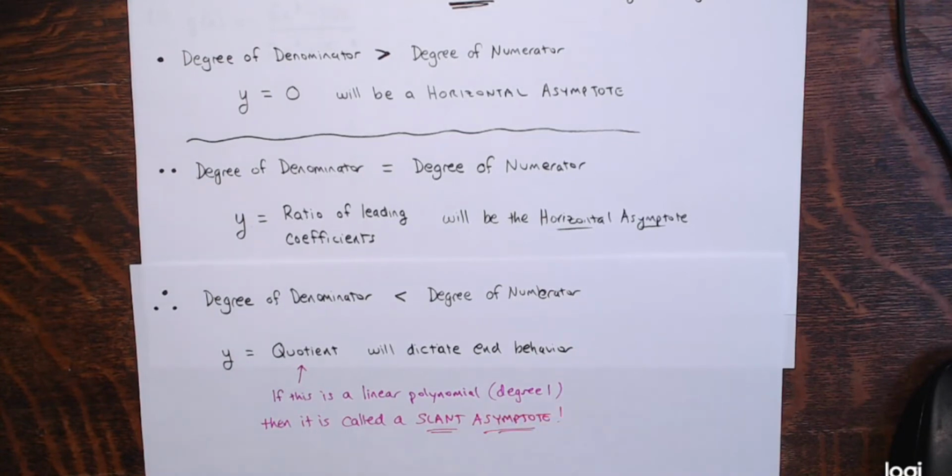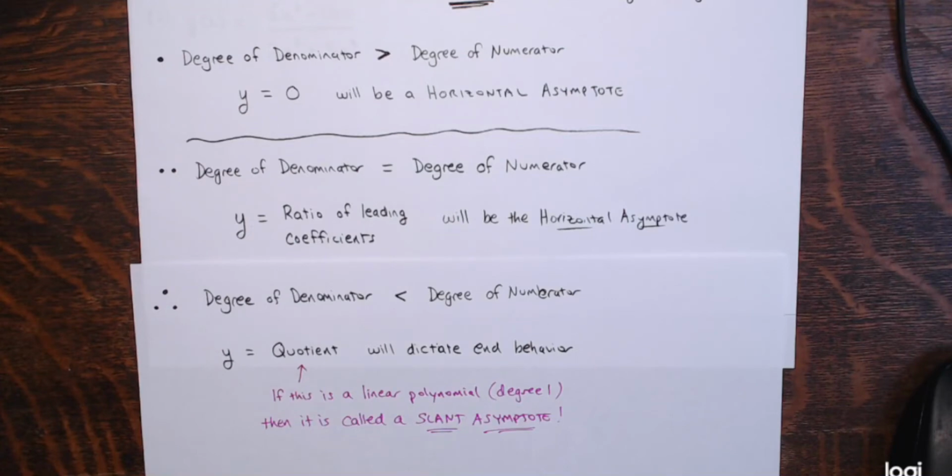All right, if it's anything higher than a degree 1, then they might call it an oblique asymptote, but usually just call it whatever degree it is. But if it's a degree 1 polynomial, y equals 2x plus 1, 3x minus 5, whatever, they call that a slant asymptote. Again, or an oblique asymptote in some books I've seen. Alright, and that's it. That's really it. So what we're going to be doing here is a lot of division.